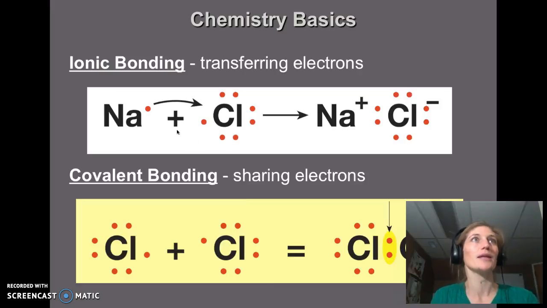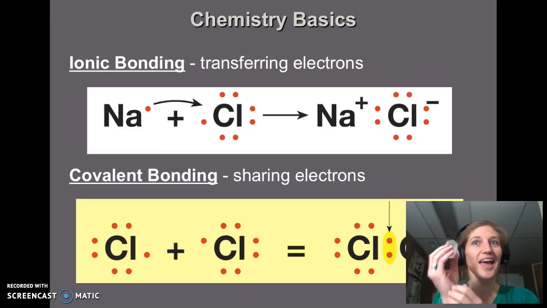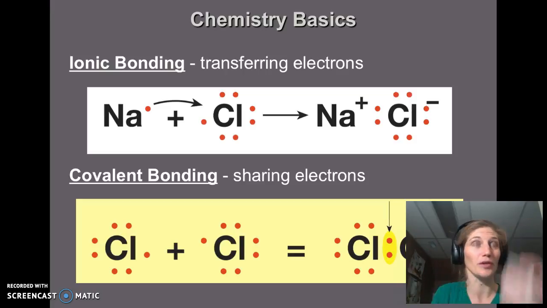The classic example of ionic bonding is that of sodium and chlorine. If you have your lab kit, you can pick up sample number 6. All of the bonds happening inside of that sample are ionic bonds. This is halite, which is sodium chloride, shown up here.